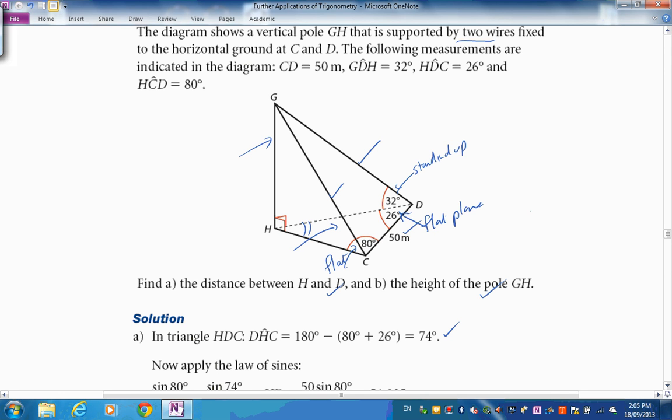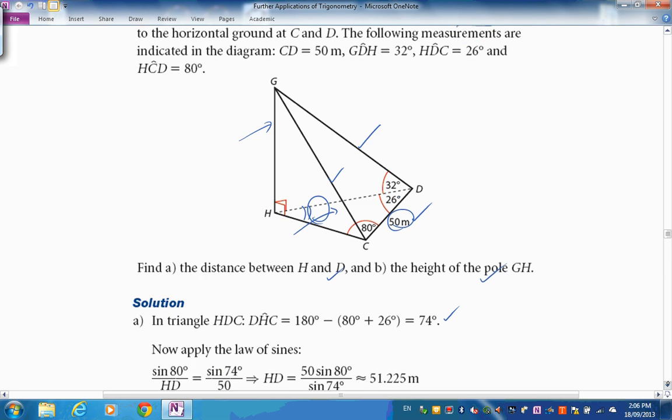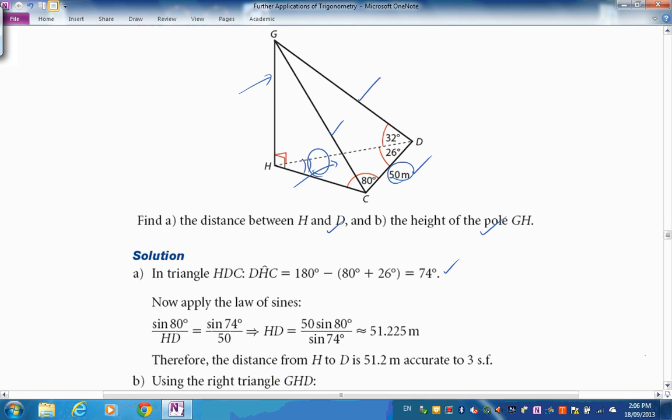Now, why do we do that? Because we've got the side opposite that. So between those two, we use that angle and that angle. We can use the sine rule. And let's have a look at that in action then. So in that triangle, sine of 80 over HD equals sine 74 over 50.